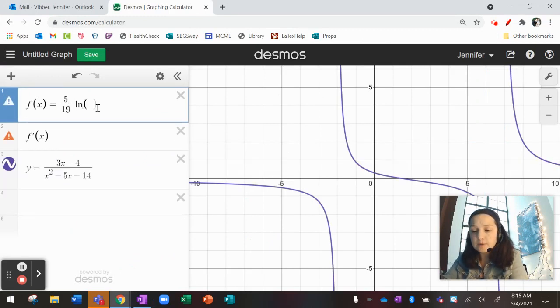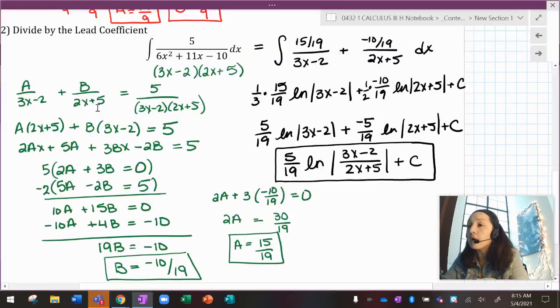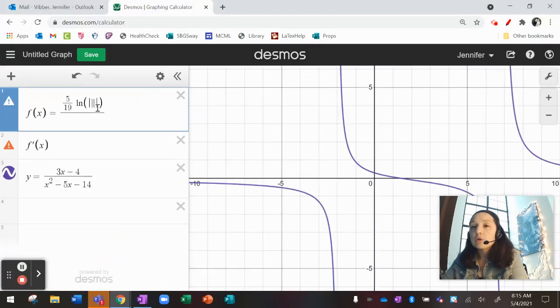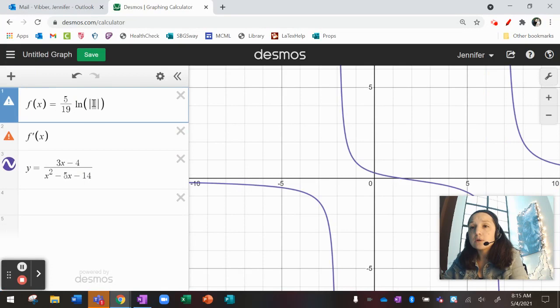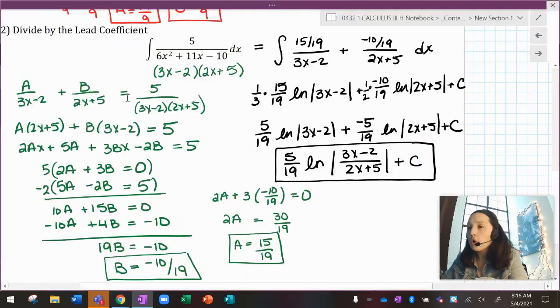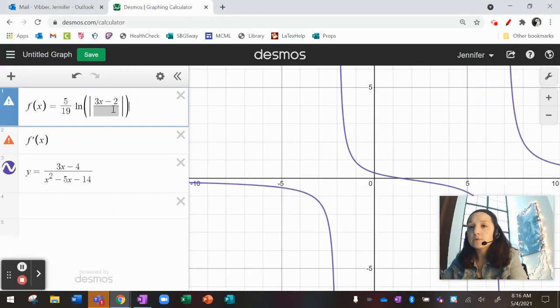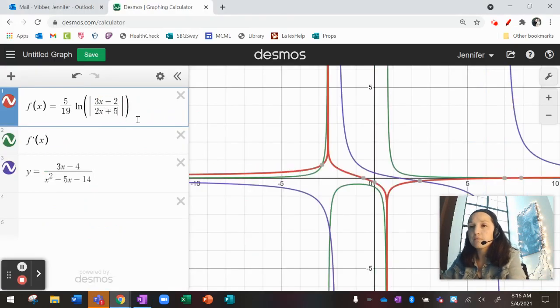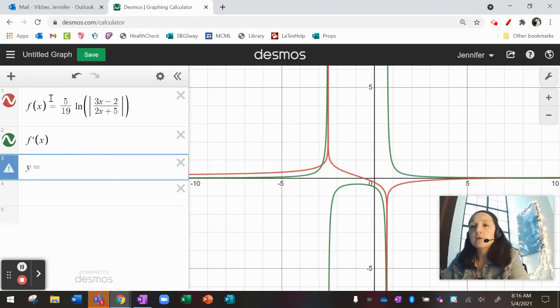ln parenthesis absolute value, da, da, da, da, 3x minus 2 over 2x plus 5. Okay, so the derivative of that is going to be the thing in green.